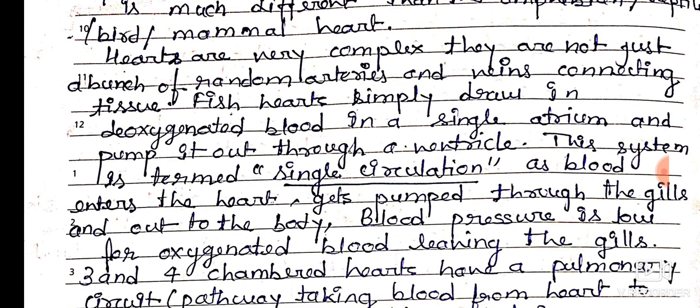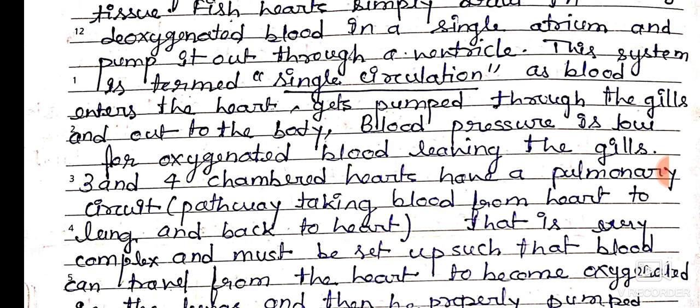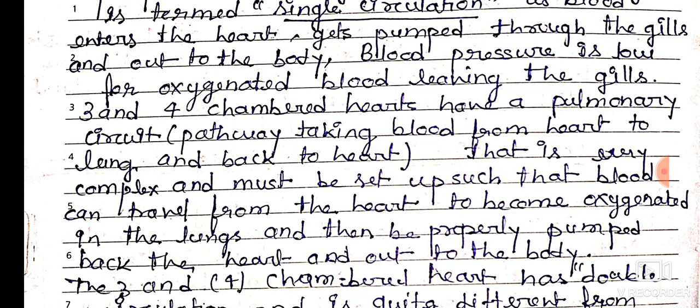Fish hearts simply draw deoxygenated blood into a single atrium and pump it out through a ventricle. This system is termed single circulation, as blood enters the heart, gets pumped through the gills and out to the body. The respiratory organ in fish is the gill. Blood pressure is low for oxygenated blood leaving the gills.